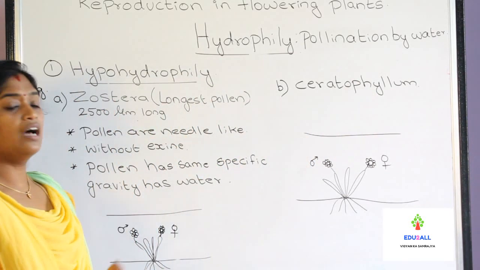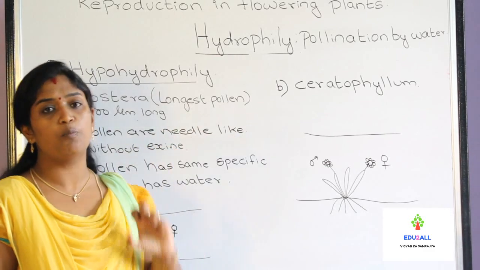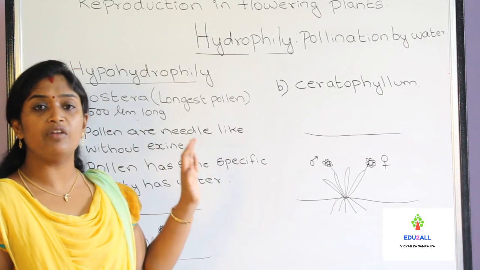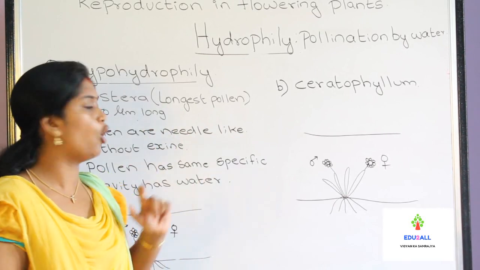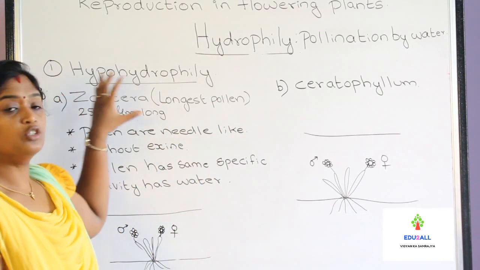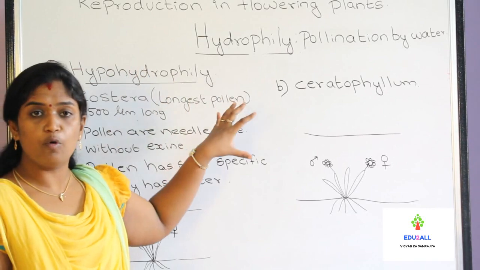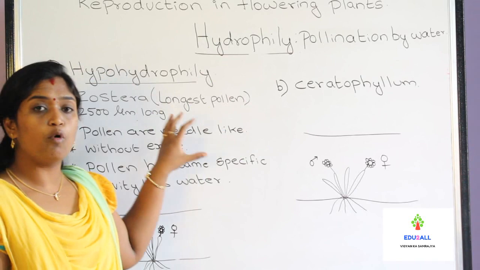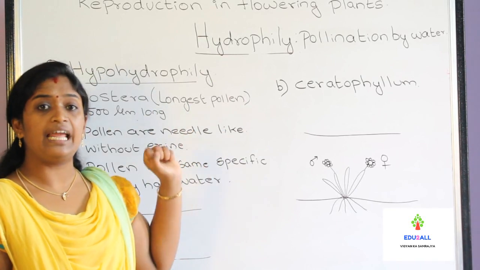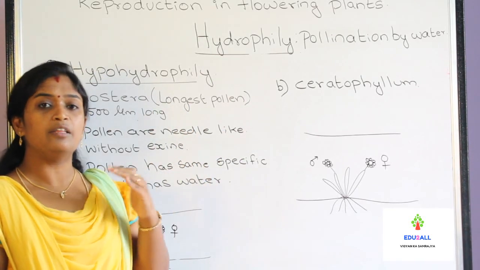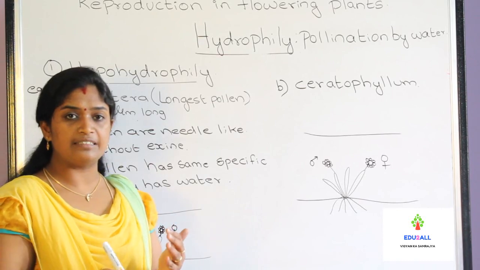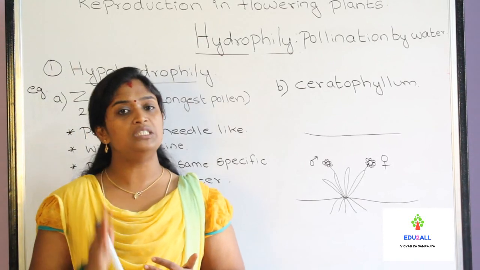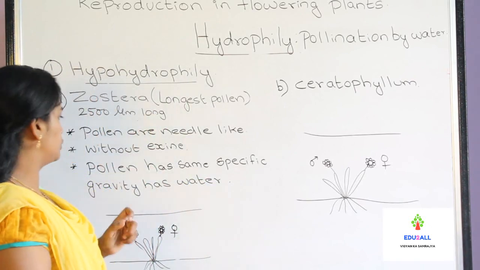Zostera has the longest pollen, which is needle-like, about 2500 micrometer long. These pollen do not contain exine. We know that pollen grains are covered with exine, and the exine is made up of sporopollenin, which is absent in the case of Zostera.